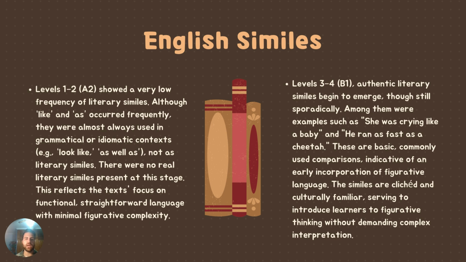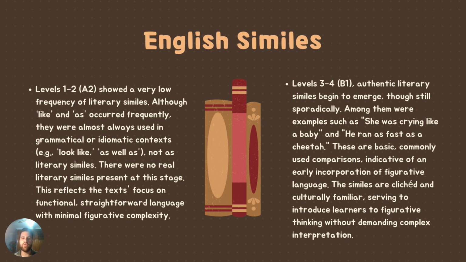First, for levels 1 and 2, approximately A2, they show a very low frequency of literary similes. Although like and as occurred frequently, they were almost always used in grammatical or idiomatic contexts, for example, look like and as well as, not as literary similes. There were no real literary similes present at this stage. This reflects that the texts focused on functional, straightforward language with minimal figurative complexity.